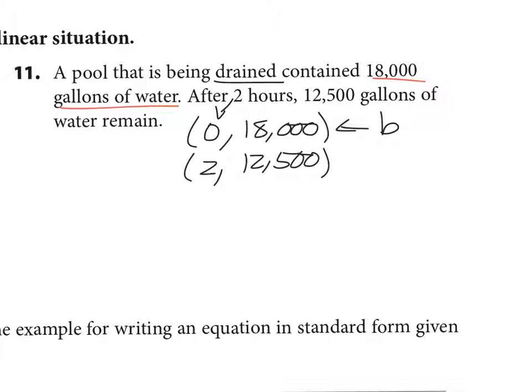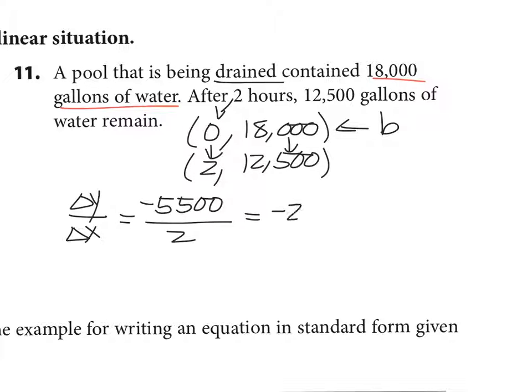But I also have to get slope. So I'm going to do slope here is change in y. Okay, so what did my y's do? My y's went down 5,500. Change in x, what did my x do? My x went up 2. So that's going to give me negative 2,750. I believe that's correct. Okay, now y is our slope negative. So let's go back. This word drained means we're losing water. Therefore, our slope is negative because we're losing water out of it.